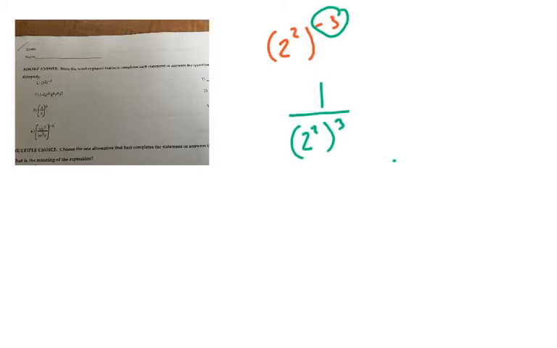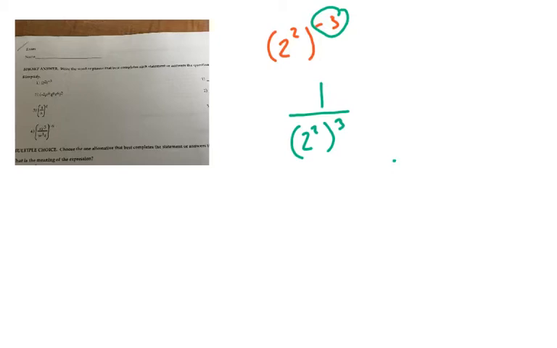Okay, let's run through questions 1 through 4. Question 1. 2 squared to the negative 3. So, the question you need to ask yourself is, what do I do with negative 3? Well, negative 3 means the reciprocal, so now we have 1 over 2 squared to the 3.